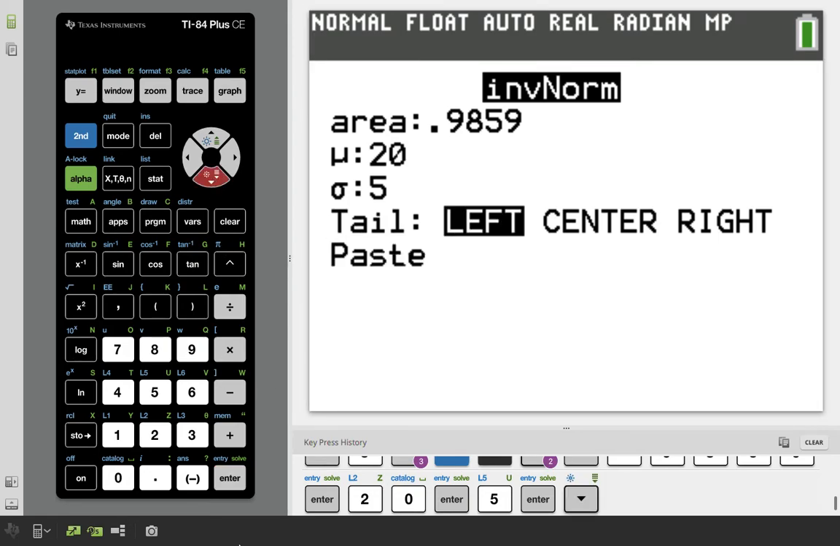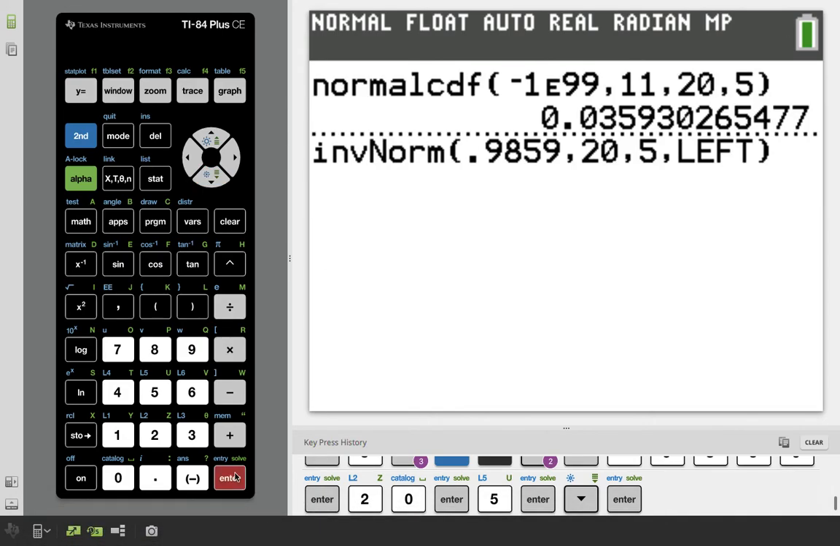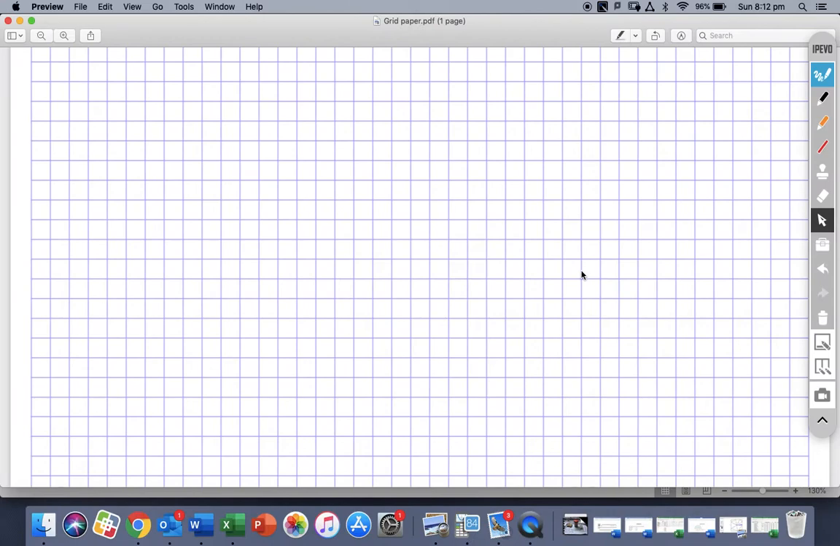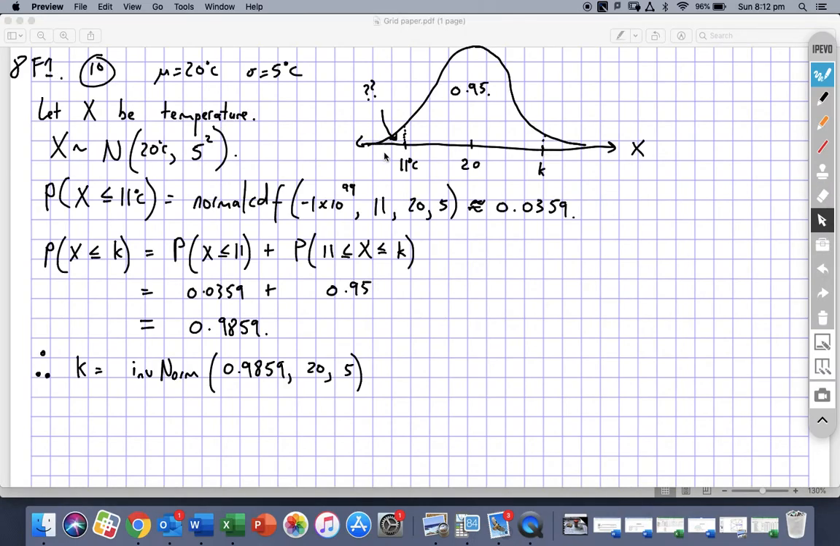So that just means, what's the answer? 30.97. I'll show you on the picture. 30.97. I've got to remember that. Okay, so from the left means from the left of the curve up to where the k is, right? And it was 30.97. And we're done. 30.97 degrees. All right.